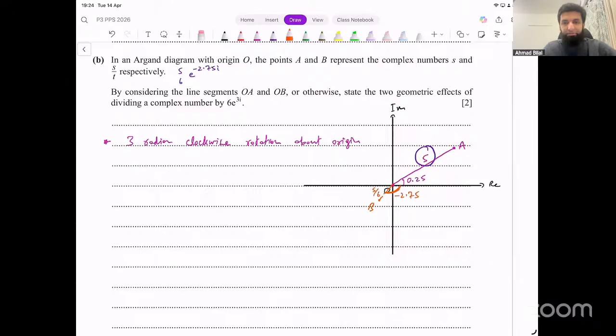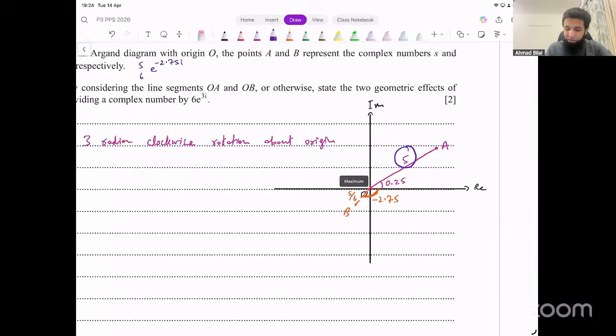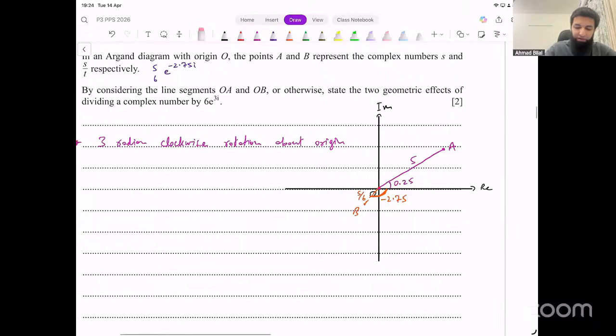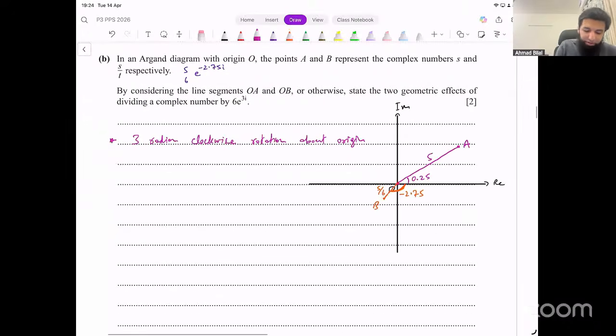Enlargement has a center of enlargement, as you've done in O levels. The distance from origin was earlier 5. Now it has become 5 over 6 units. What's the enlargement factor? The scale factor. You are dividing by 6, right? So you can say it's an enlargement. That's the name of the transformation. It's an enlargement with scale factor.